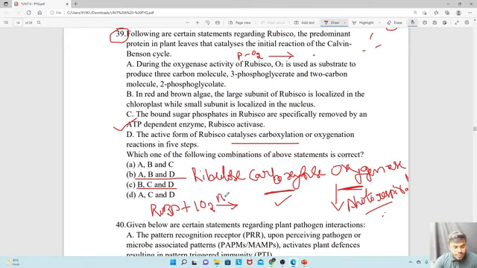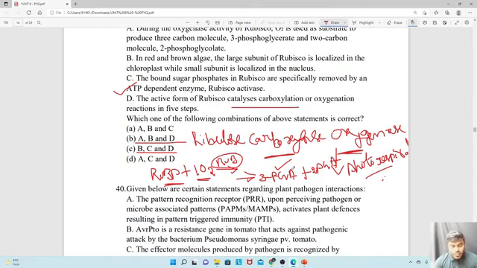then what will Rubisco do? This Rubisco enzyme will take the oxygen. RuBP is 5 carbon, so what do we get? We get 1 molecule of 3-PGA and 1 molecule of 2-phosphoglycolate. Simple. So it can fix carbon and it can fix oxygen, depending on availability. Same concept I have explained here.